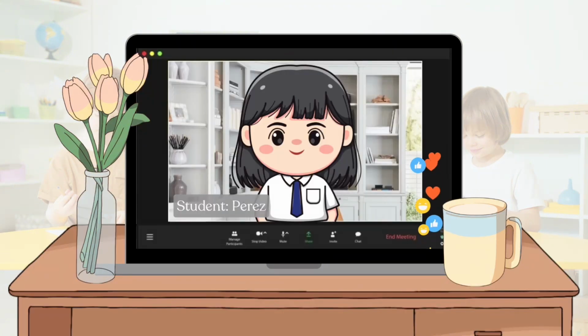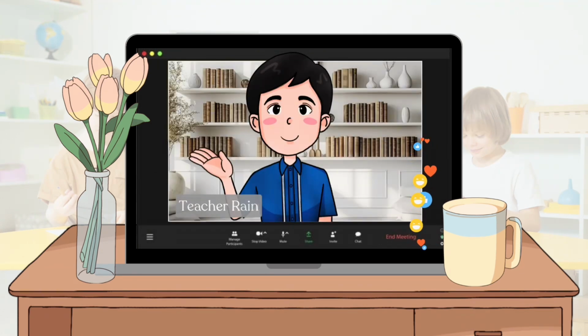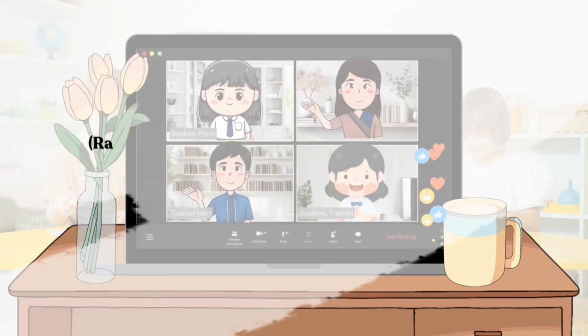I think we can create a visual aid that shows common false cognates and their correct meanings. That's a great idea, Perez. We can use a chart with examples of common false cognates and their correct meanings.